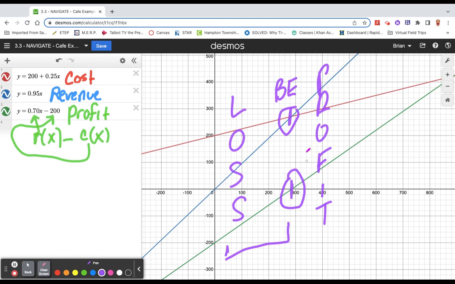But this kind of analysis can make it very obvious if you use the revenue and the cost graph where that break-even point is, or even if you just use the profit graph.